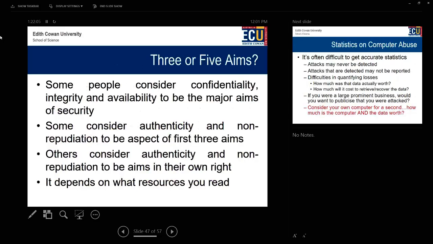Three or five aims: I think at the start of the semester, you should only be focusing on the first three aims, confidentiality, integrity, and availability. And towards the end of the semester, you should start understanding what the other two aims are. But for the sake of exams, I would suggest that you focus only on the first three aims. But you should know the definition and basic understanding of the other two, and you should know in detail what the main three aims are. Okay?